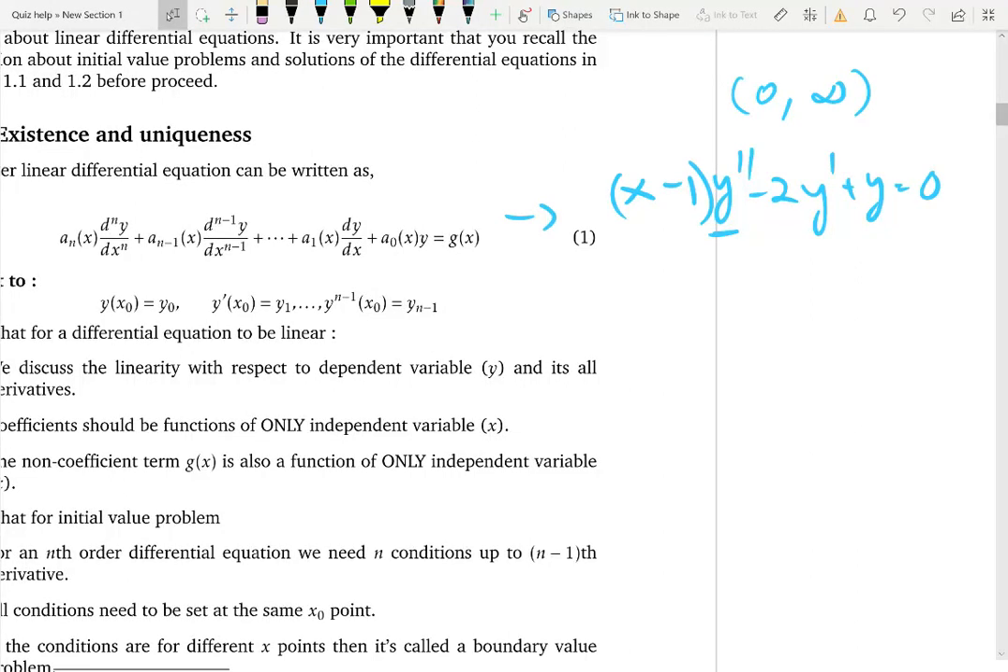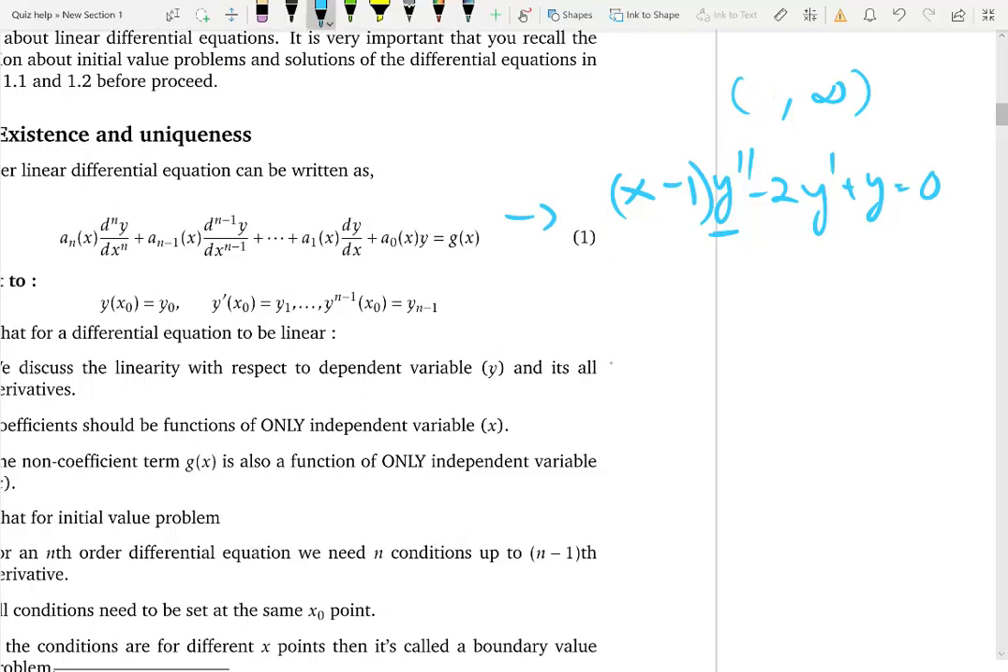So x minus 1 is 0 when x is equal to 1. Is 1 inside that interval? Yes. So x minus 1 is 0 for one x value in that interval, at least for one x value. So that's a problem. And think about this. When x is equal to 1, x minus 1 is 0, so you are multiplying y double prime by 0. That's bad for the differential equation, right? Because that's your highest derivative. That's your order, right? The order is 2. So we want to avoid that, okay? So this is a violation of the second condition.